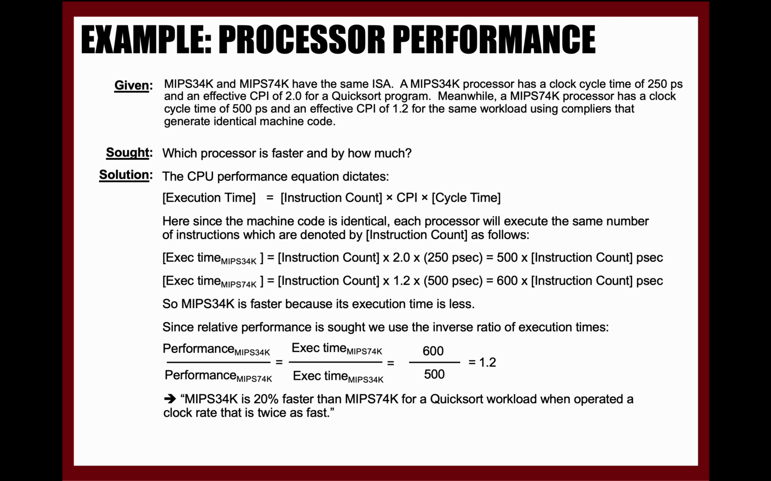In this example, we'll be delving into a comparison of both processors, MIPS 34K and MIPS 74K, both of which utilize the same instruction set. Given MIPS 34K processor has a clock cycle time of 250 picoseconds and an effective CPI of 2 when running a quicksort program. The MIPS 74K, on the other hand, operates with a clock cycle time of 500 picoseconds but boasts a more efficient CPI of 1.2.